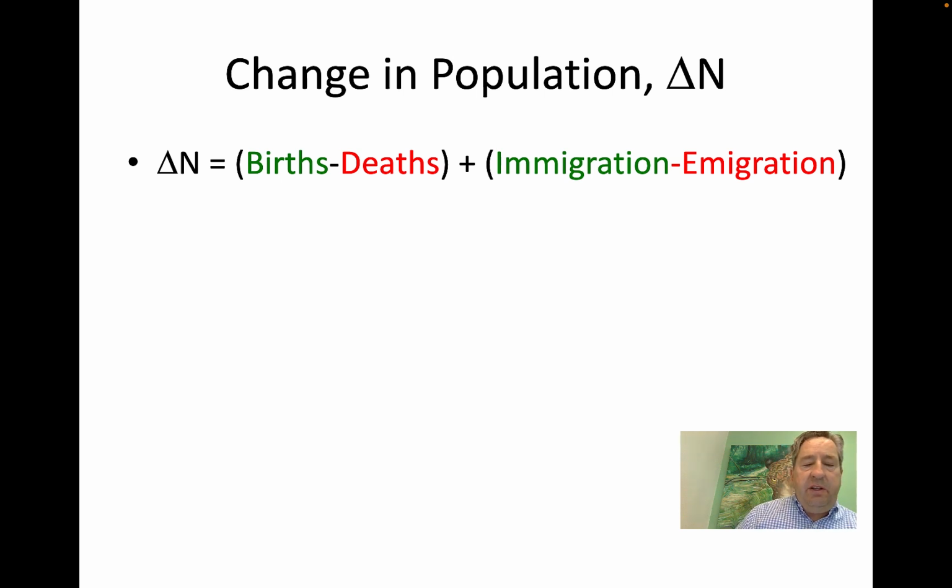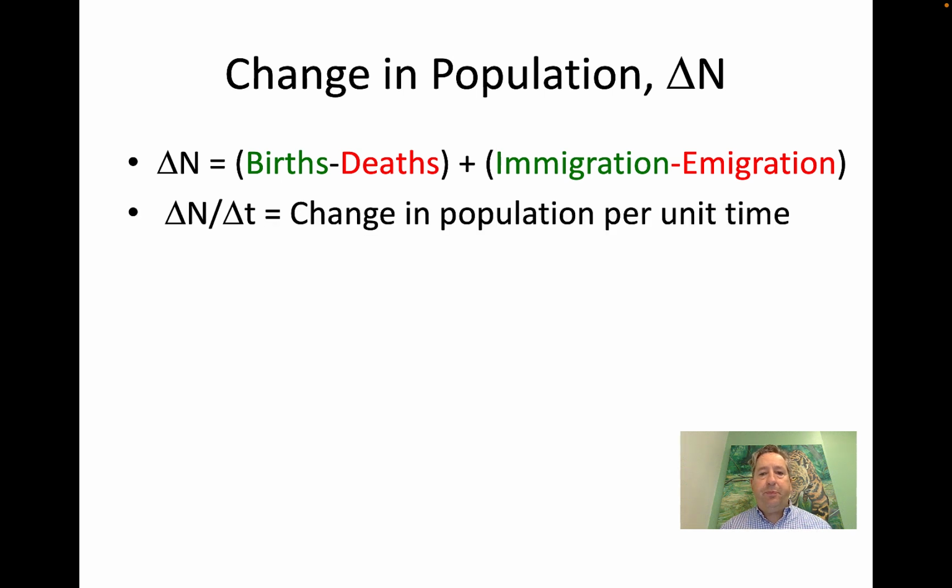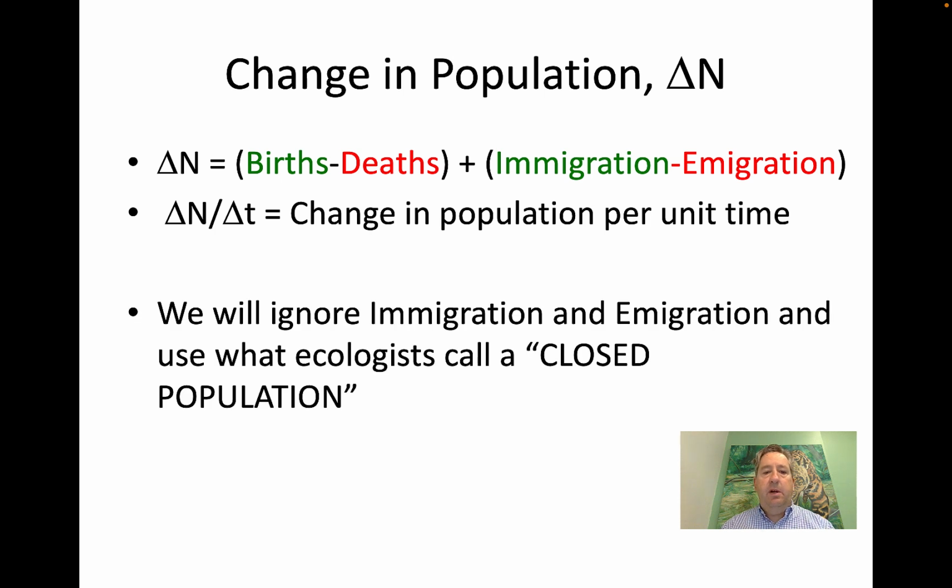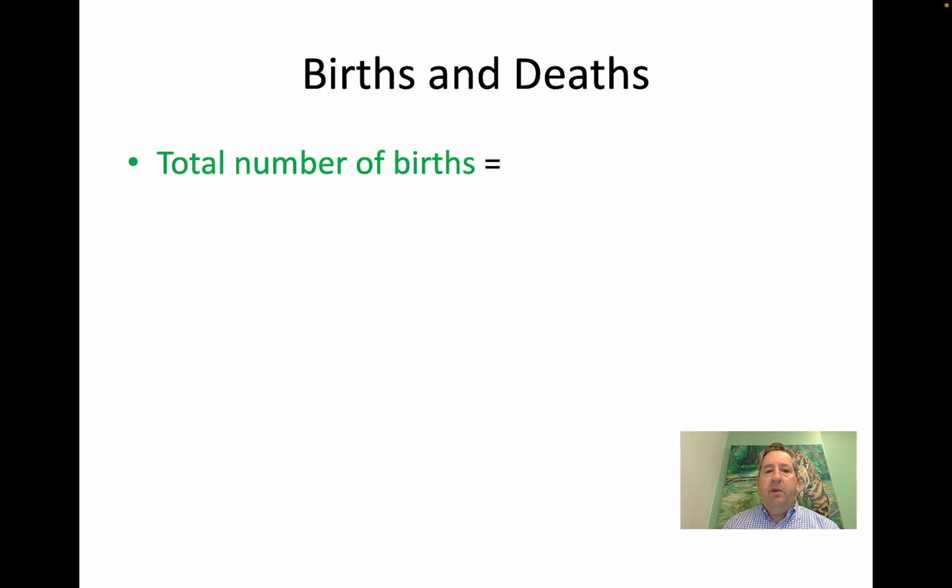If we wanted to look at this, though, delta n for a given time period is the number of births in that time period minus the number of deaths in that time period, plus the amount of immigration minus the amount of emigration. And delta n over delta t is the change in population per unit time. As I said, we're going to ignore immigration and emigration and work on what's called a closed population. That's what ecologists call a closed population, where we don't have immigration and emigration, because that complicates our growth models.